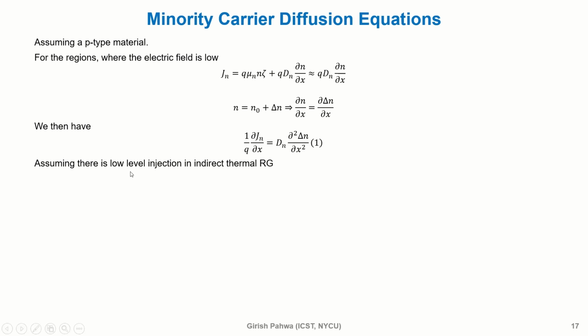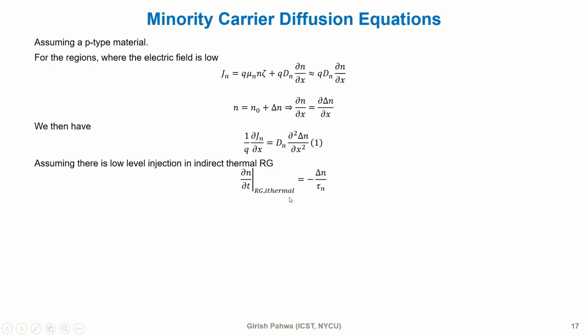So under those conditions, the indirect thermal recombination generation, which is the dominant mechanism in silicon, will simply be equal to minus delta n by tau n, right? Tau n is your minority carrier lifetime. We have seen this equation last time.